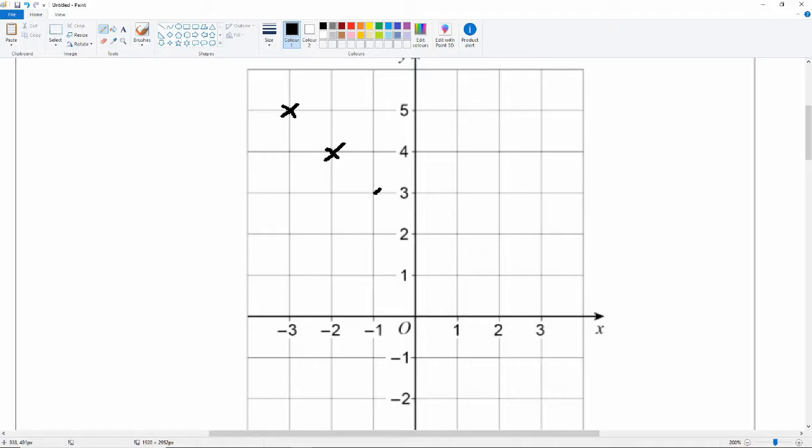-1 is 3. Don't really need to plot all these, but never mind. So 0 is 2. I'll plot them all just to make it obvious. 1 is 1. 2 is 0. And x is 3, y is -1. And all that remains is a nice straight line through the lot of them.